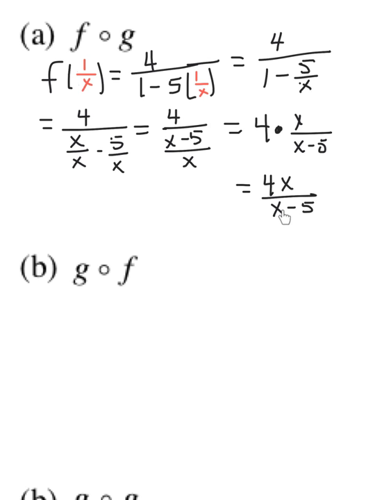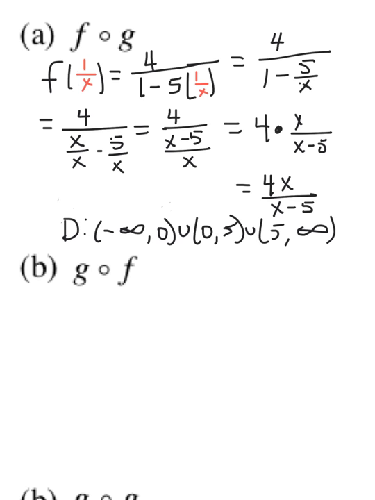So the way I'm going to write that domain looks like this. The domain is negative infinity to 0, or 0 to 5, or 5 to infinity. So this says that x can't be 0 because here we have an x in the denominator of our first function. That can't be 0. And that x cannot be 5 because if x is 5, then we have another 0 in our denominator. So that's the result for our domain for this function f of g.